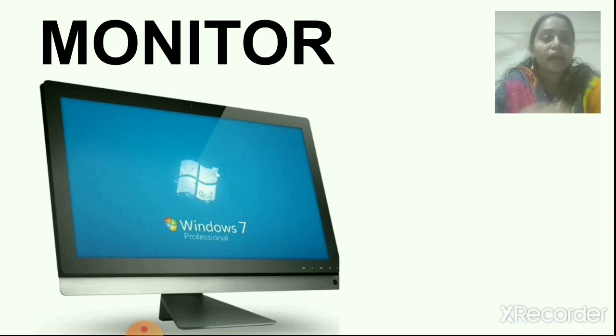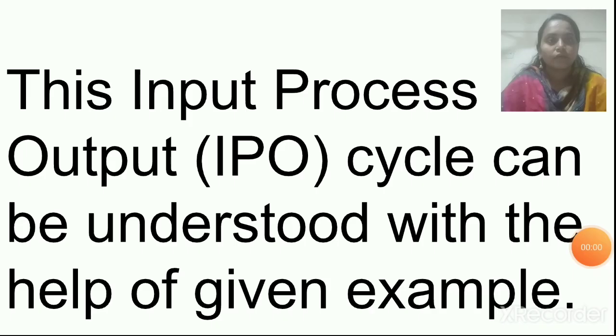Input means the data and the instructions which we enter into the computer using keyboard and mouse. Then it goes into the CPU, and the CPU processes the information and gives us the output, gives us the result. That is our output. Okay, this input process output cycle can be understood with the help of an example. I will show you one example. We will understand the input process output cycle.